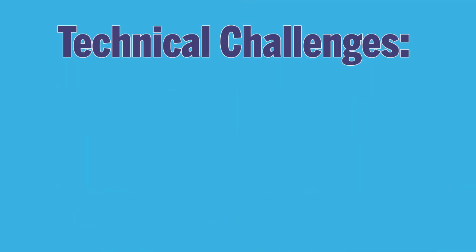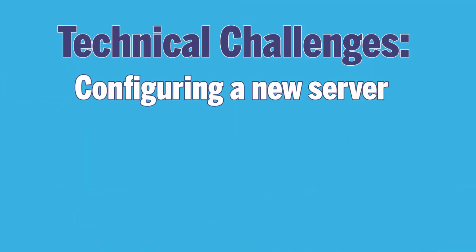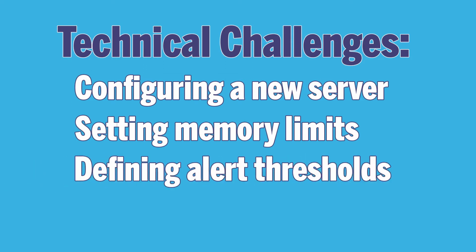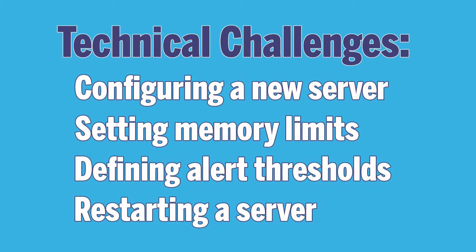So let's first start by defining the difference between a technical and an adaptive challenge. A technical challenge is something that can be fixed with a single or momentary solution. It includes things like configuring a new server or setting the memory limits for a container, defining the alert thresholds for an application, or restarting a server. Now, those types of tasks are clearly defined. They're typically solved by experts. They have a very short timeline, and they require some form of expertise in that domain.